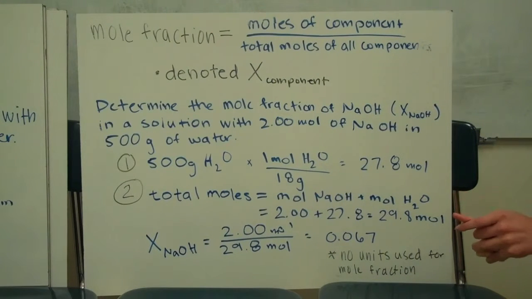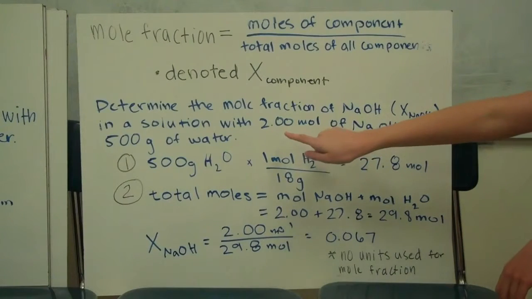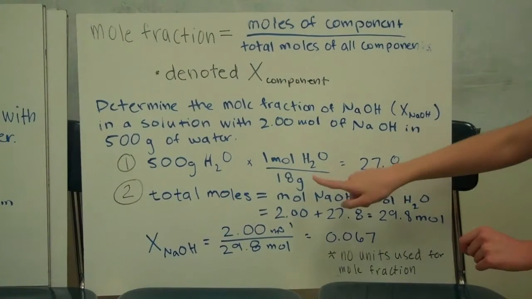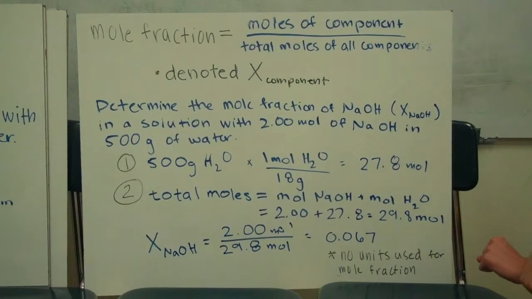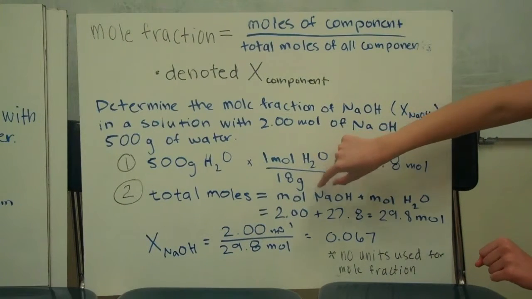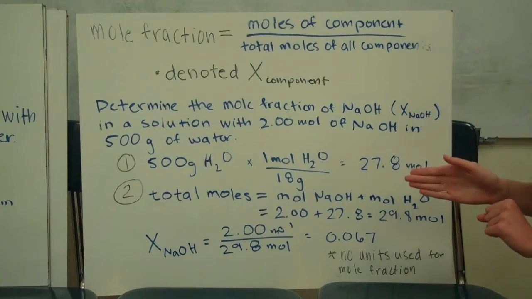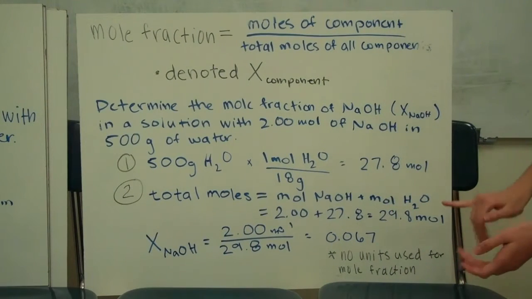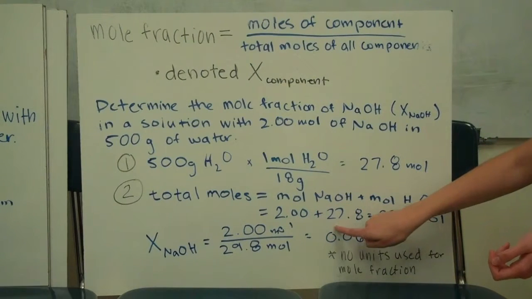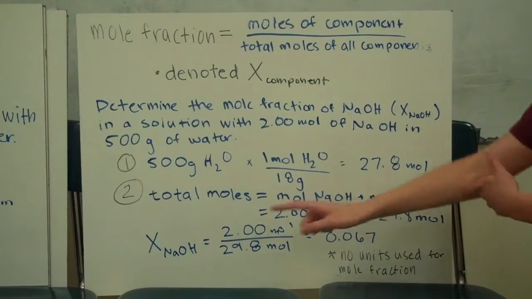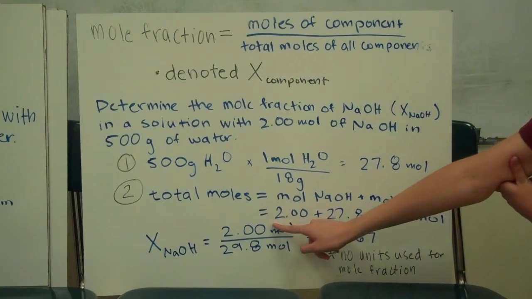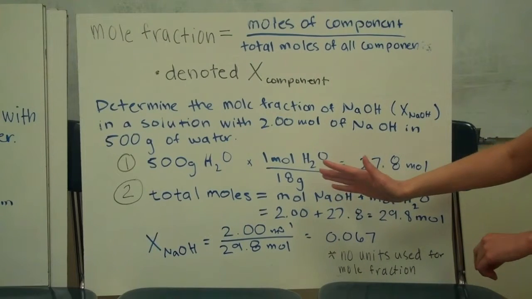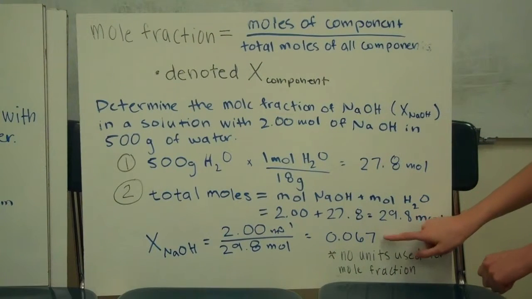The first thing we need to do is find the total moles, but we can't do that until we have moles of water. So we convert 500 grams of water to 27.8 moles by dividing 500 by 18. To find our total moles, we have to add our moles of NaOH to our moles of H2O. For this problem, we only have 2 components to our solution, but for other solutions, there could be more, so you need to add all of the components together. But here we just have 2, so we add 2 moles to 27.8 moles to give us 29.8 moles. Our mole fraction of NaOH is 2.00 moles of NaOH over 29.8 moles of solution. Well, not of solution, but of the components in our solution. And then we get 0.067.